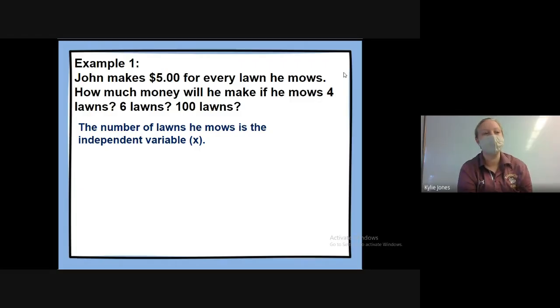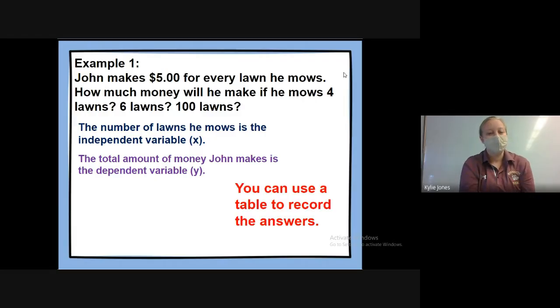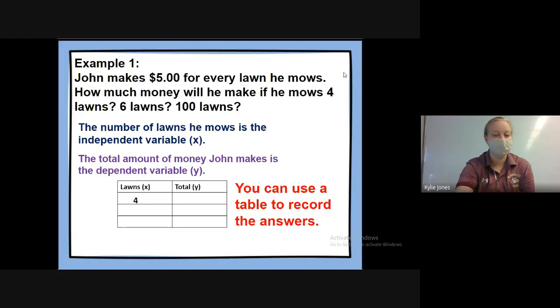So the amount of lawns that he mows changes, and the money he makes depends on it. So the money is the dependent variable, and the lawns is the independent variable. We can use a table to record our data here. Let's see what it gives us. You don't have to type into these for the first couple. We know that if he mows 1 lawn, he's going to make $5.